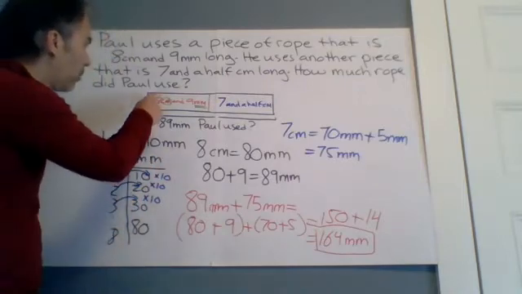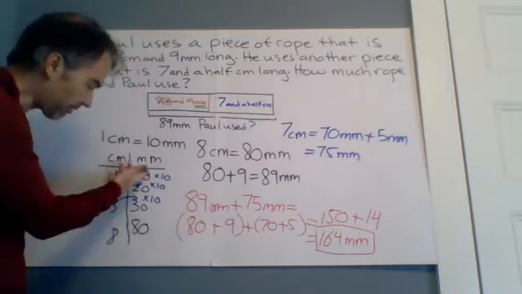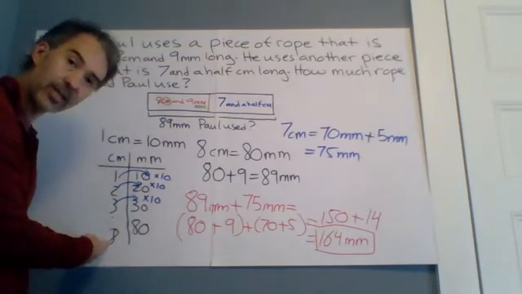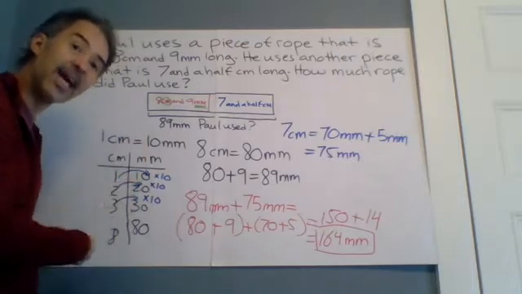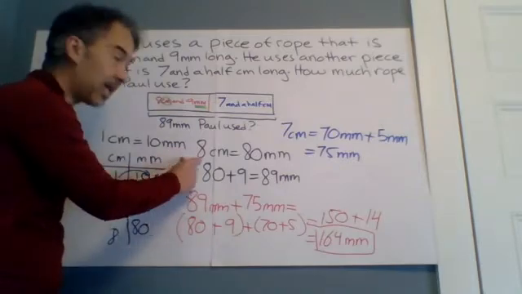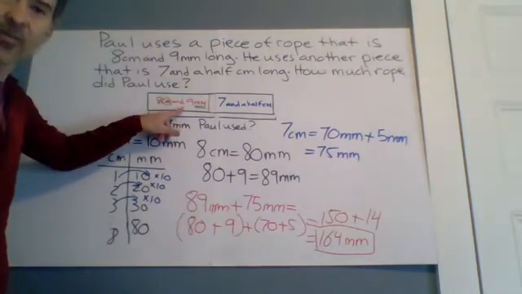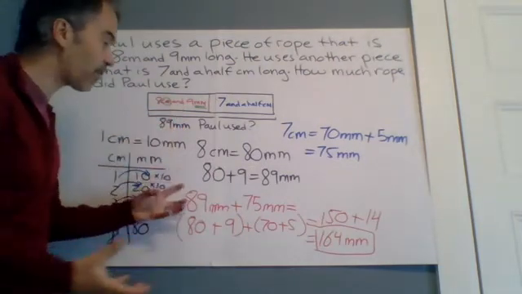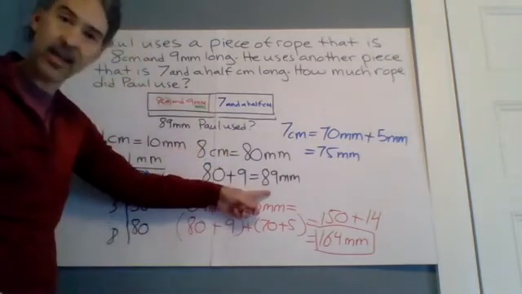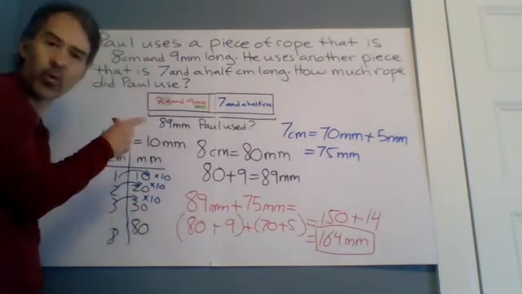So Paul has his first piece, 8 centimeters. Well, if I use my table and follow the pattern, I know that 8 centimeters times 10 gets me 80 millimeters. So I know that 8 centimeters equals 80 millimeters. But he also uses 9 millimeters. So I take my 80 millimeters, add 9 millimeters to it, and I get 89 millimeters. That's the length of the first piece of rope Paul used.